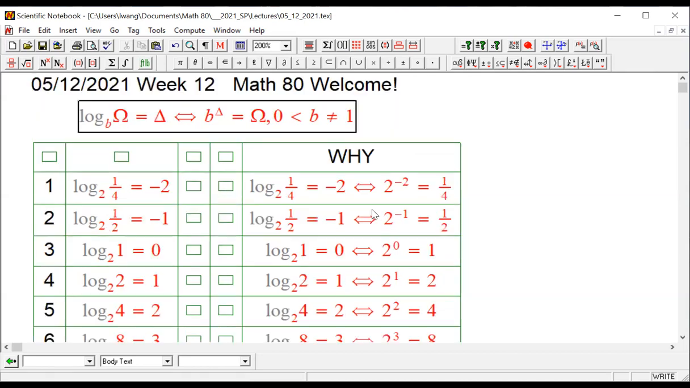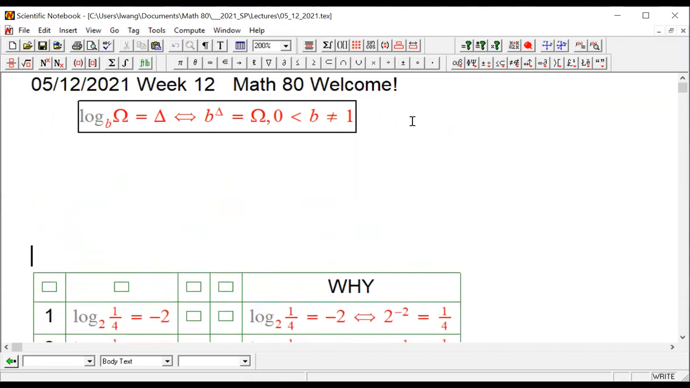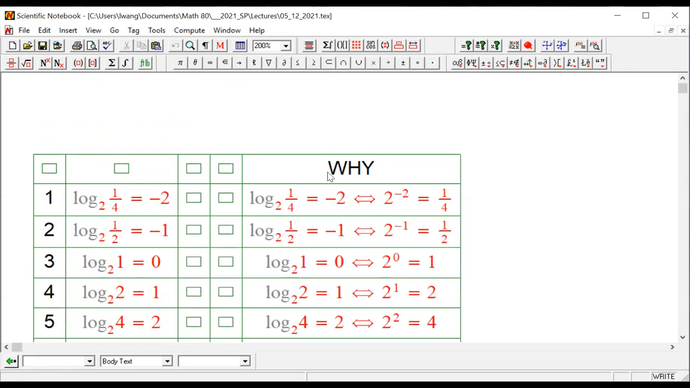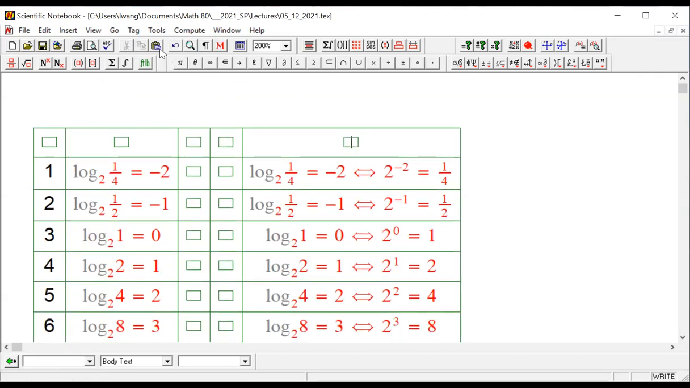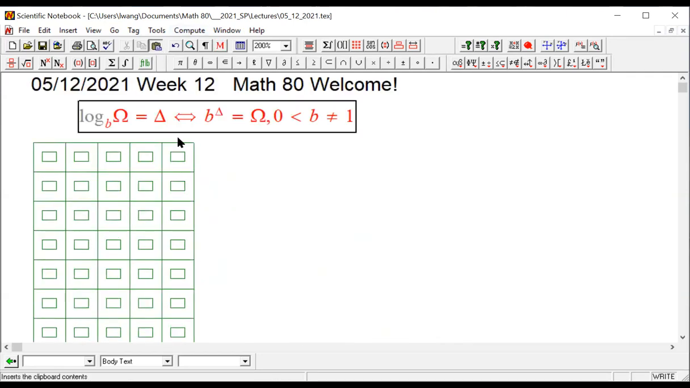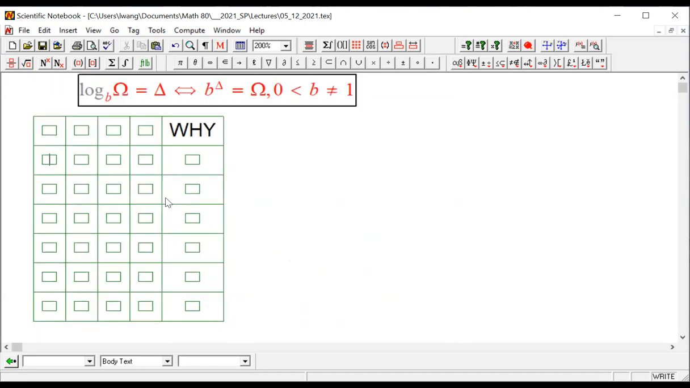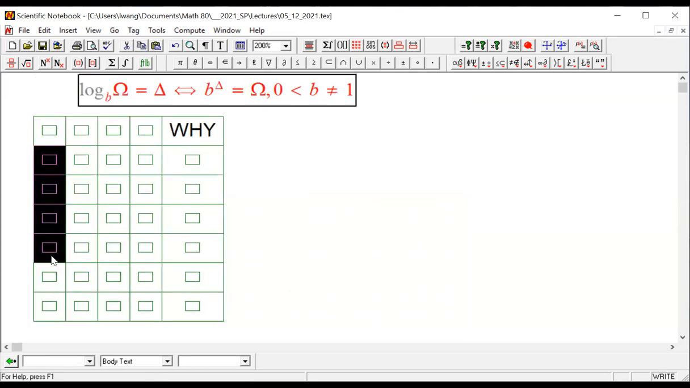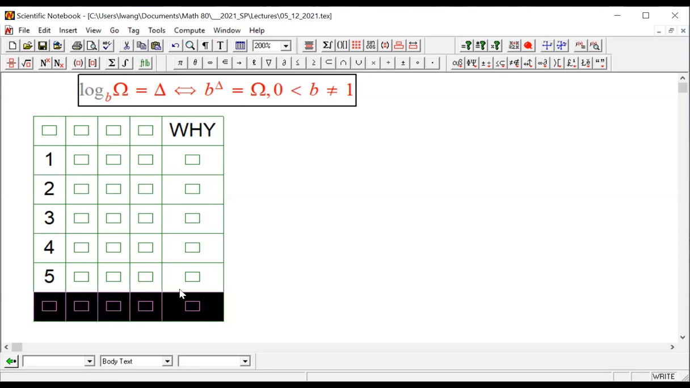Now I'm gonna give you another set of exercise, okay? Using this definition, I'm gonna set up this other set of exercise the same way. I also have the y's, but this time, I'm gonna use base 3. So what are we gonna have here? We're still gonna have 1, 2, 3, 4, 5, maybe just 5. Okay, we just do 5.